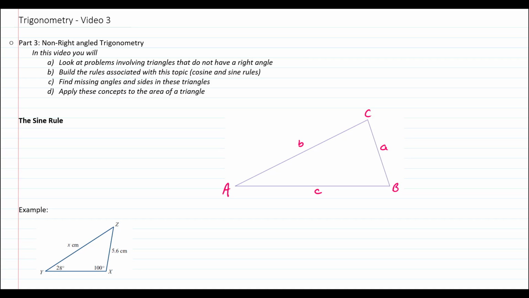So there's my ABC triangle. Now I'm going to show you the sine rule. At this stage, if you're not too worried about the algebraic reasoning why the sine rule exists, you may wish to fast forward now.